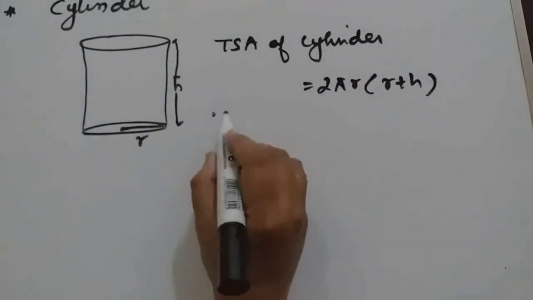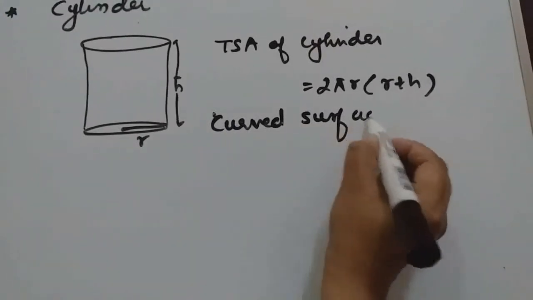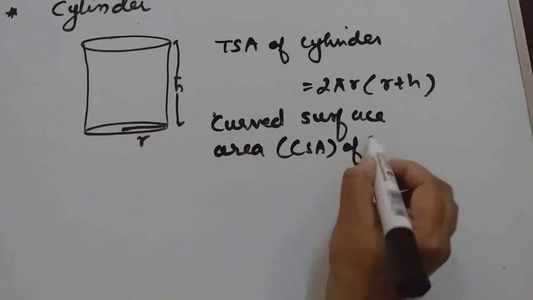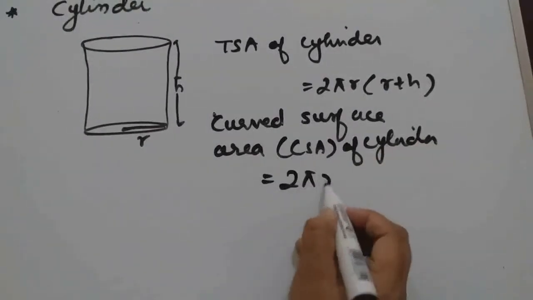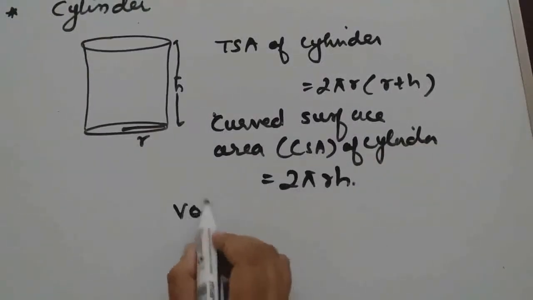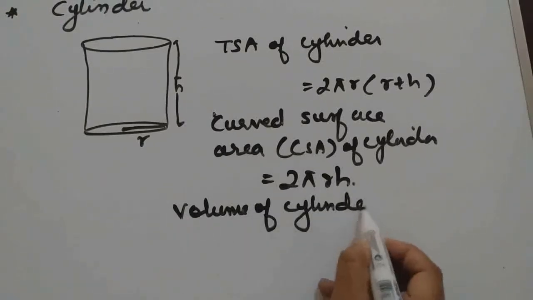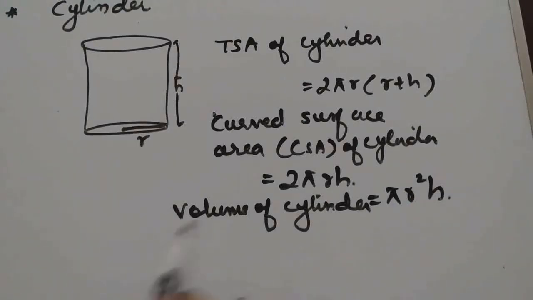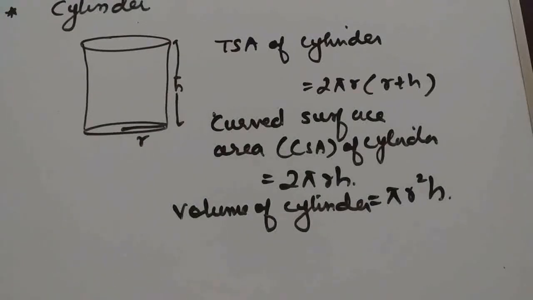Then the curved surface area, CSA, of a cylinder will be 2πrh, and the volume of a cylinder equals πr²h, where h is the height of the cylinder and r is the radius of the base. Okay, now questions from exercise 13.2.